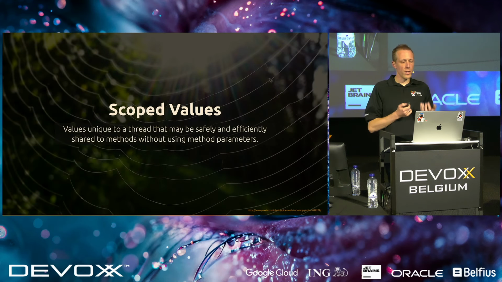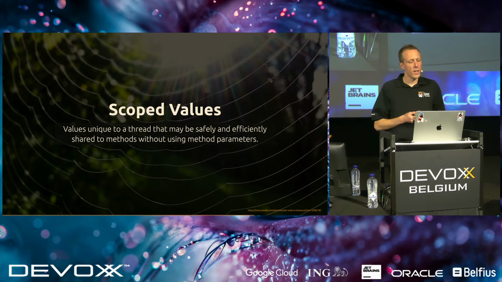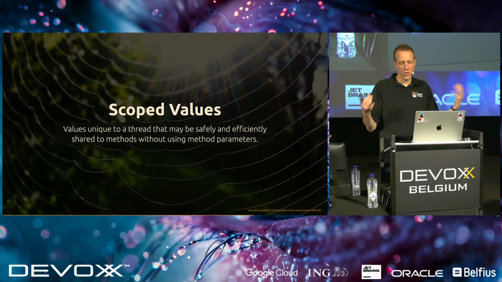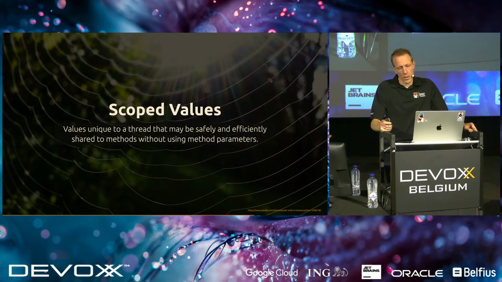So in essence, a scoped value is a value unique to a thread that may be safely and efficiently shared to methods without using method parameters. So they can effectively be an implicit method parameter, like every method in a sequence of calls has an additional invisible parameter. This reminds us of thread locals, of course, because their purpose seemed similar.